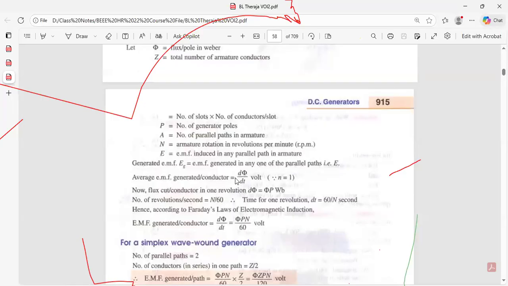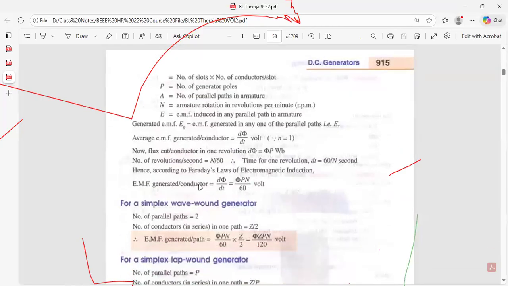Have you written? Now tell me the equation. What is there in your equation? Phi P f. In place of f I am writing n by 60. This is the EMF equation for one conductor, the EMF generated for one conductor. What is N here? Speed of rotation of the armature. So this is the EMF equation for one conductor.